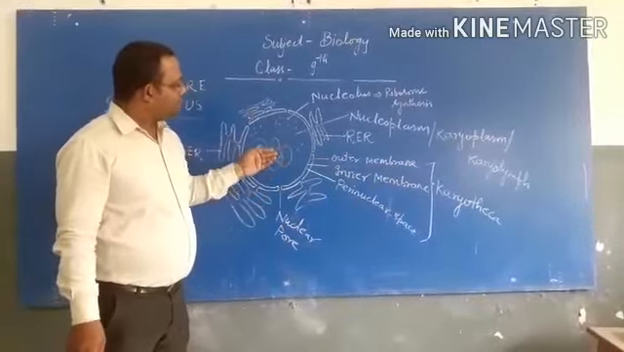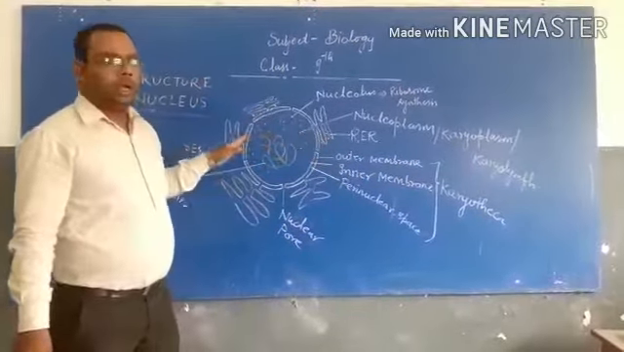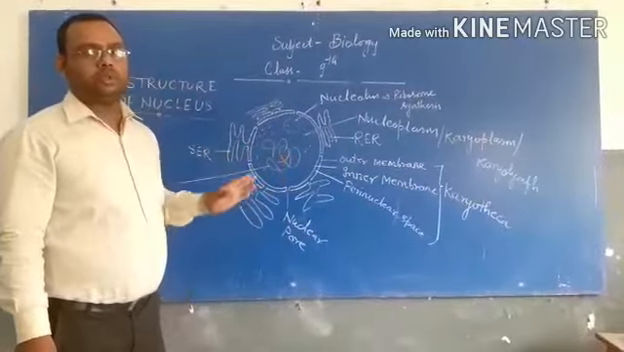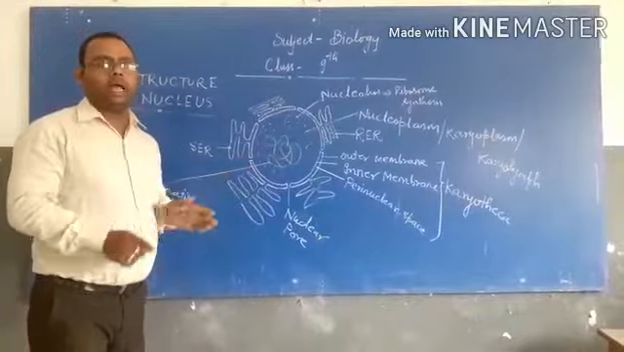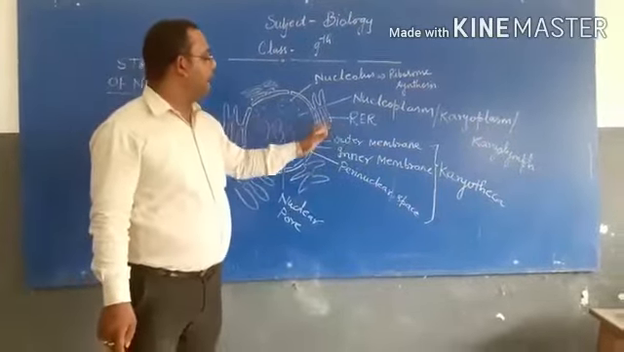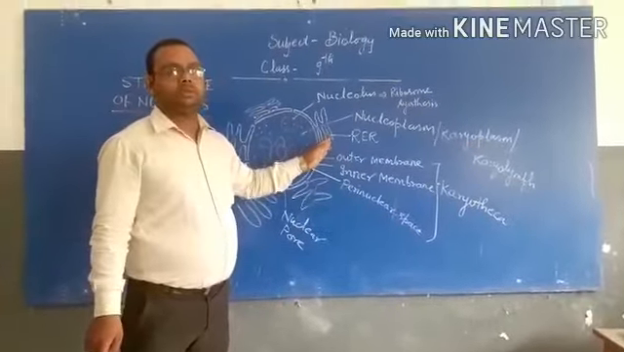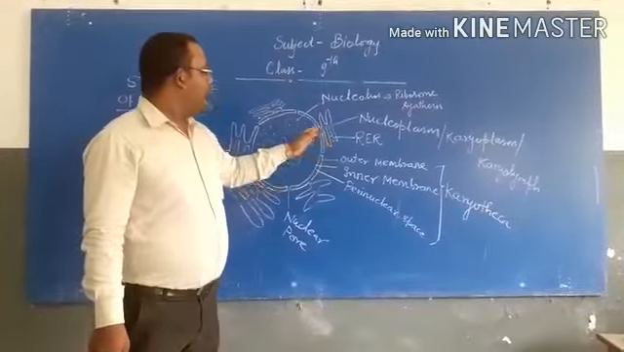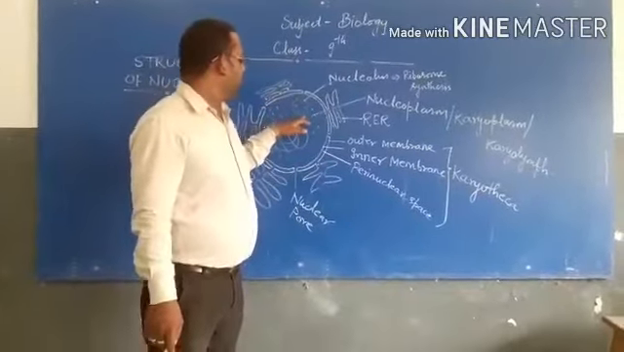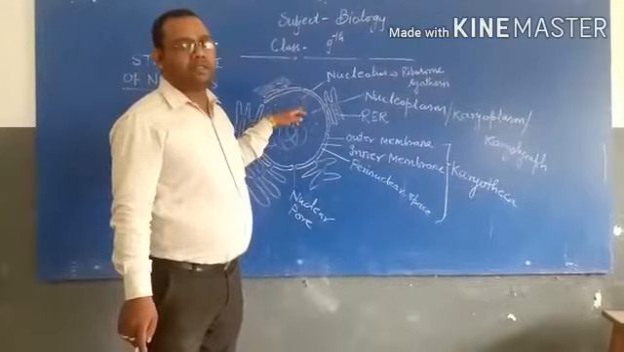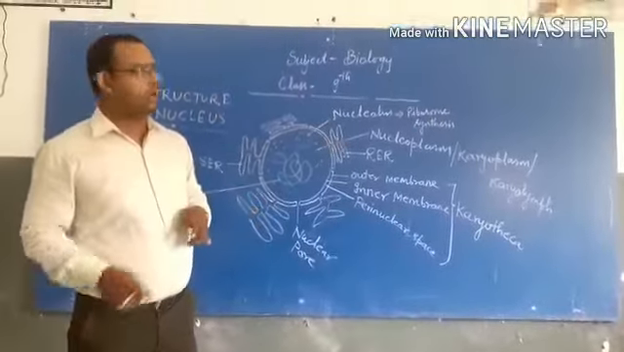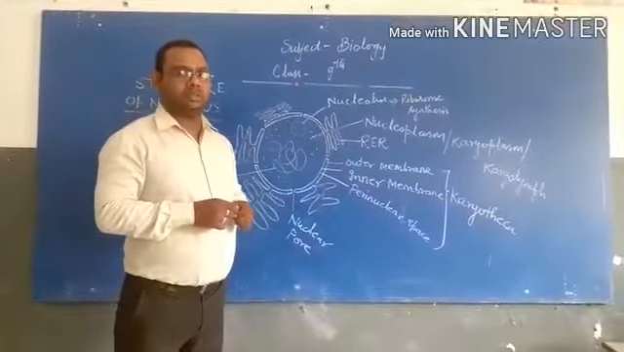The outer membrane is continuous with the endoplasmic reticulum. As you know, endoplasmic reticulum is of two types, rough endoplasmic reticulum and smooth endoplasmic reticulum. Rough endoplasmic reticulum has ribosomes on its wall. And beside it, a nucleolus is present. It is not a membranous structure, and it helps in the formation of ribosomes.